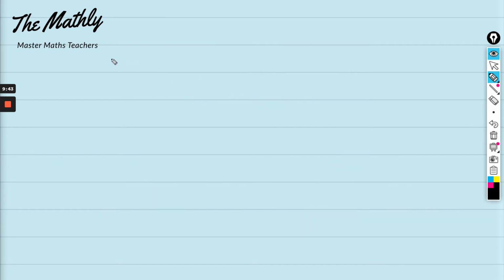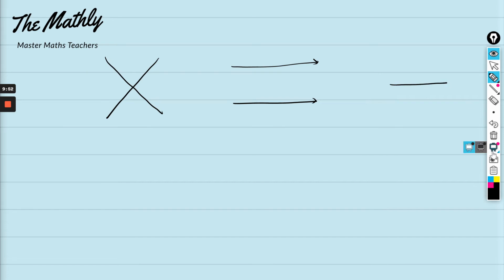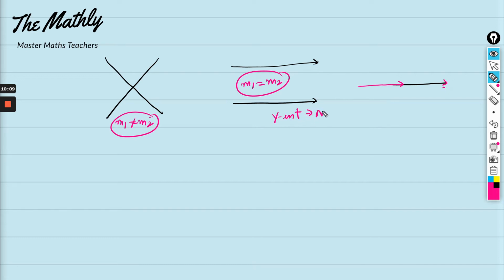The same thing we were discussing. Let's suppose we have intersecting lines, parallel lines, and coincident lines. Great. Now, in this one, we know that the slopes are not equal. In this one, we know that the slopes are equal, but the y-intercepts are not equal. And for this one, we'll discuss it later.